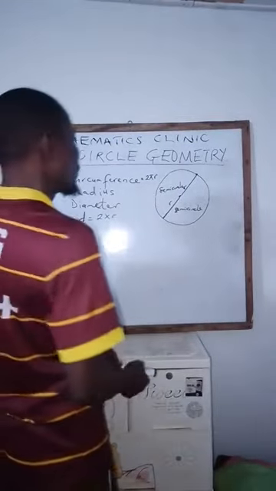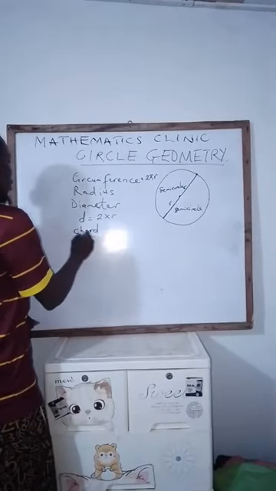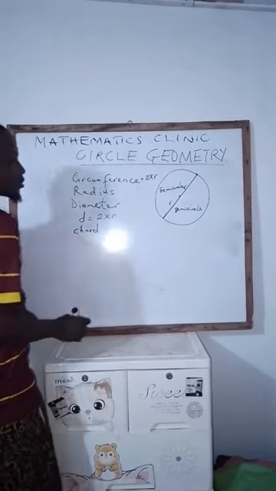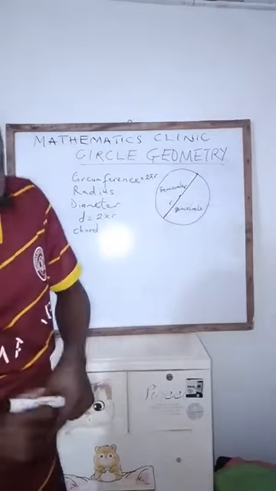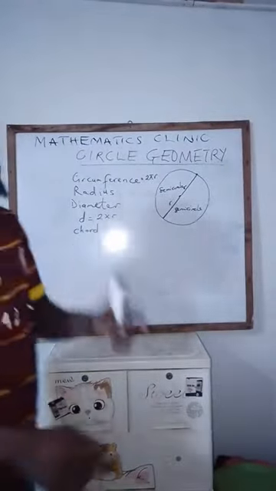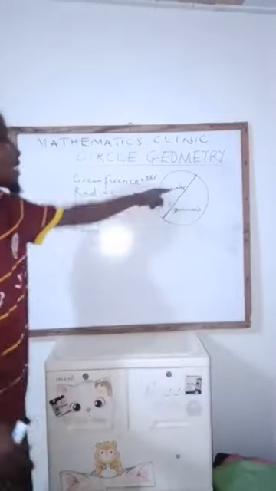Moving forward. The next property we'll be looking at is a chord. What is a chord? A chord is a line that touches 2 points on the circumference of a circle, but does not pass through the center.